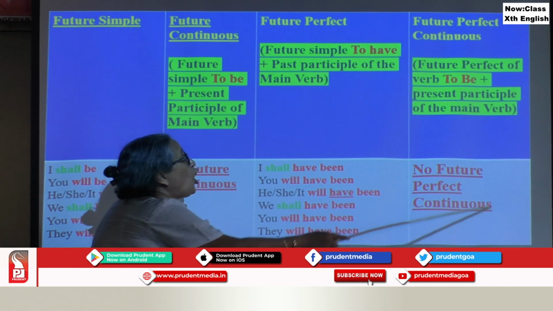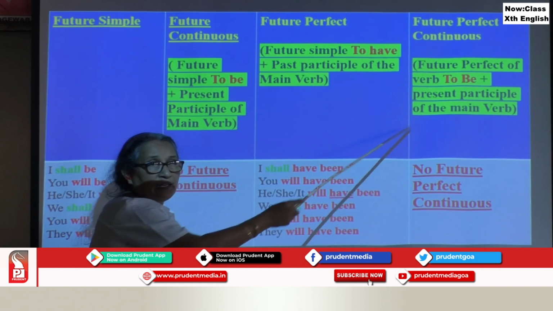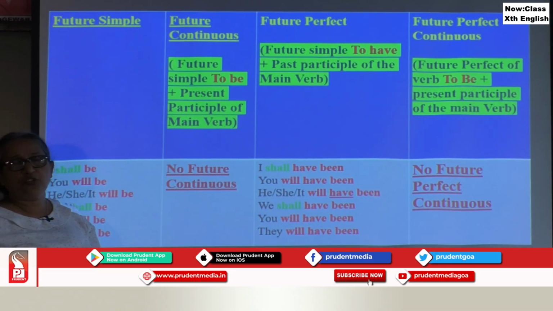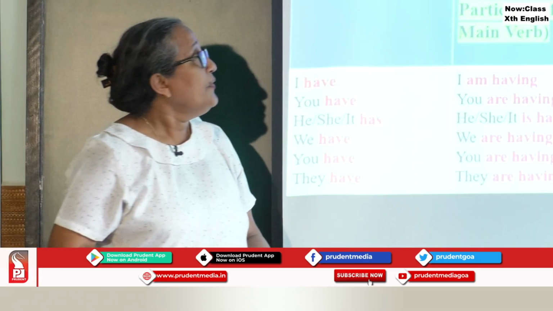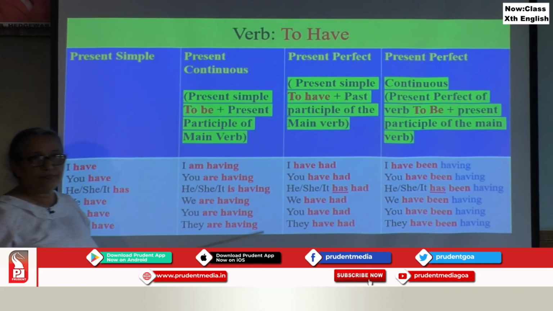There is no future perfect continuous. This formula I've already explained in present. I will continue to explain to you when I do the next verb. Now let us move on to the next verb, verb to have.